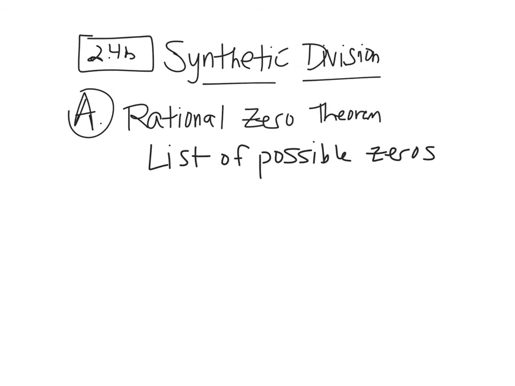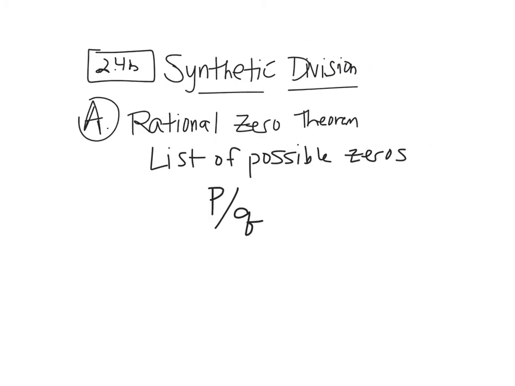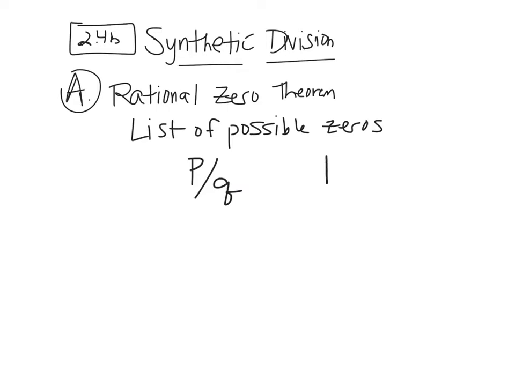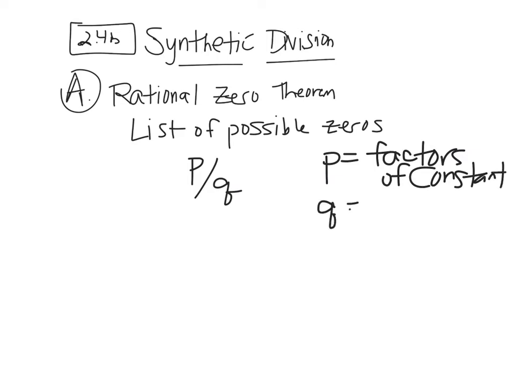And here's how you find it. The list of possible zeros are going to be P divided by Q, where P is the factors of the constant, and Q are the factors of the leading coefficient. So, the ones at the end divided by the ones at the beginning.